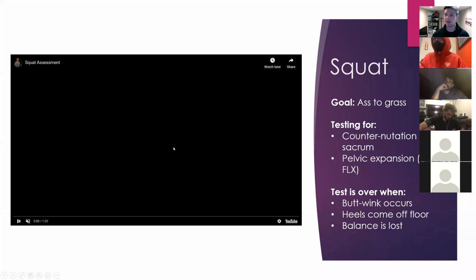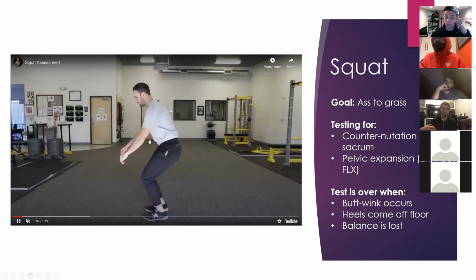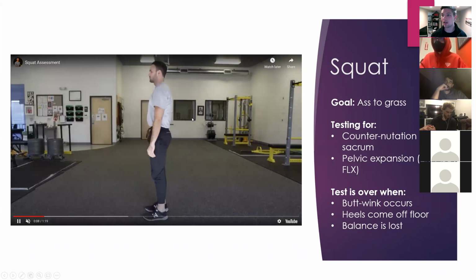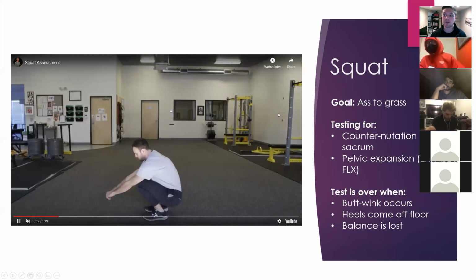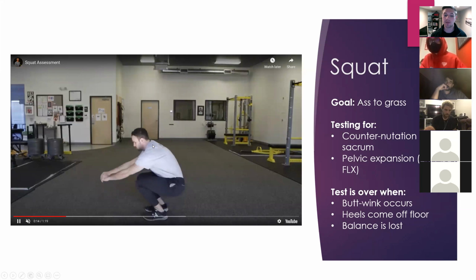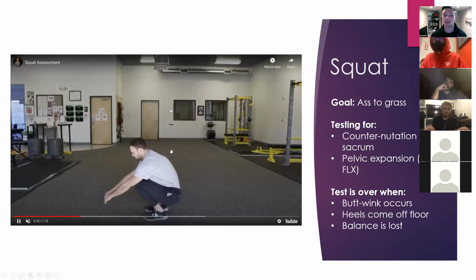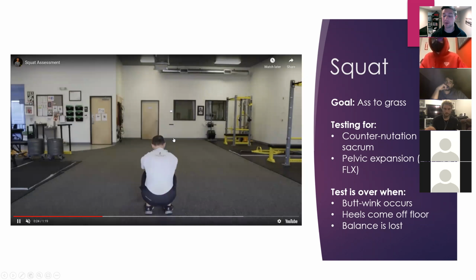For the squat assessment, this is just a body weight squat. The goal here is ass to grass, but it's so relative because people have different genetic backgrounds, different genetic morphology. Some people can't get ass to grass in a squat, but it should still be below parallel. So if you look at him right here, I would call this a pretty full squat. He's getting his butt to basically the back of his ankle, which is pretty good.